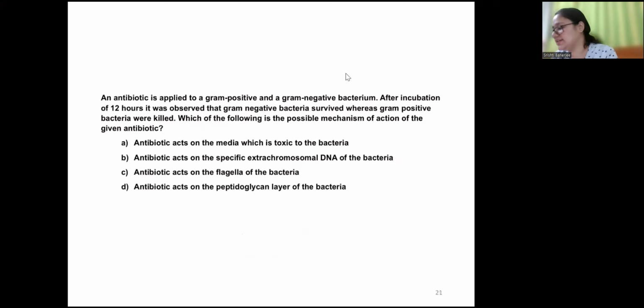Okay. Now let's discuss a different kind of question. An antibiotic has been applied to a Gram positive and a Gram negative bacteria. After incubation of 12 hours, it was observed that the Gram negative bacteria survived, whereas the Gram positive bacteria were killed. Which of the following is the possible mechanism of action of the given antibiotic? I need both the answers as well as the explanation. Just give it a random thought: what could have happened so that only Gram positive bacteria were killed and not the negative ones?